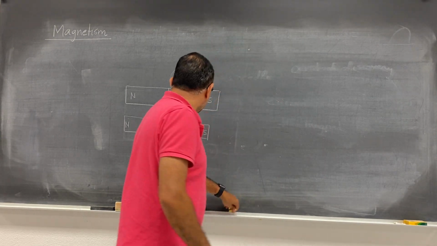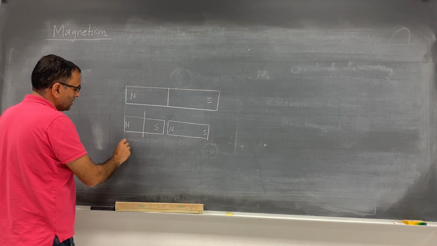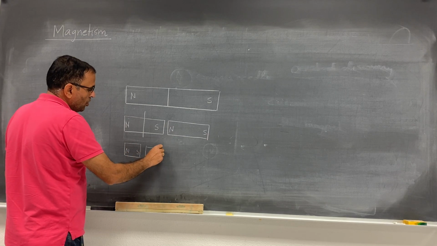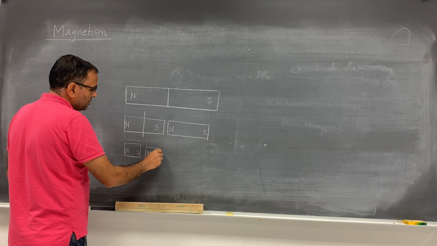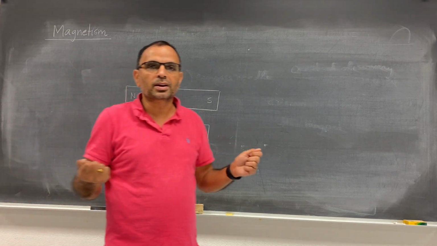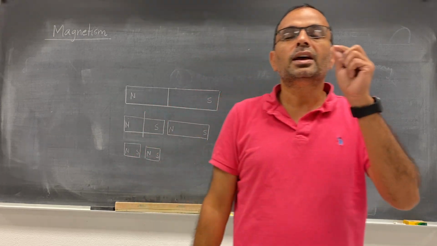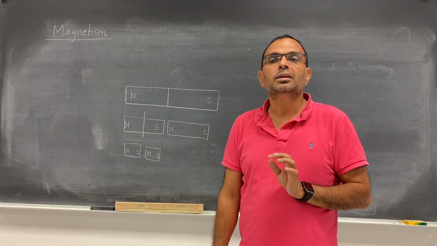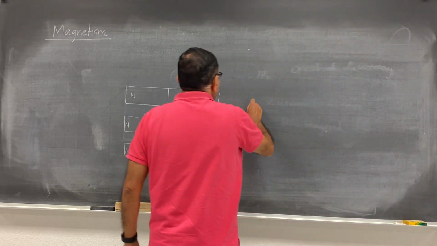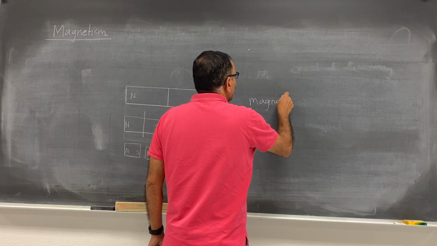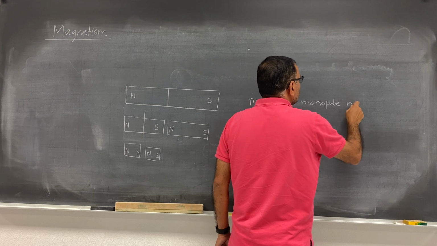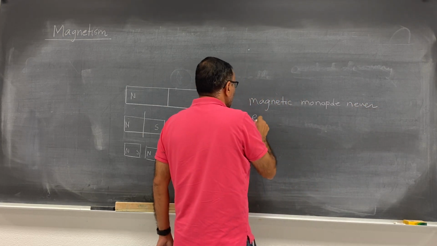Even if you further break it into two more like this, in this case also, look, another two magnets. So no matter how many times you break it, how small a piece you make, there is a north pole and there is a south pole, because a magnetic monopole never exists.